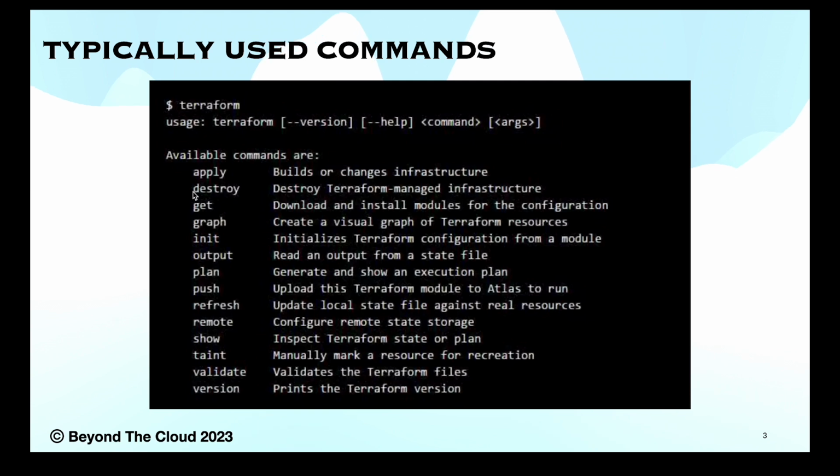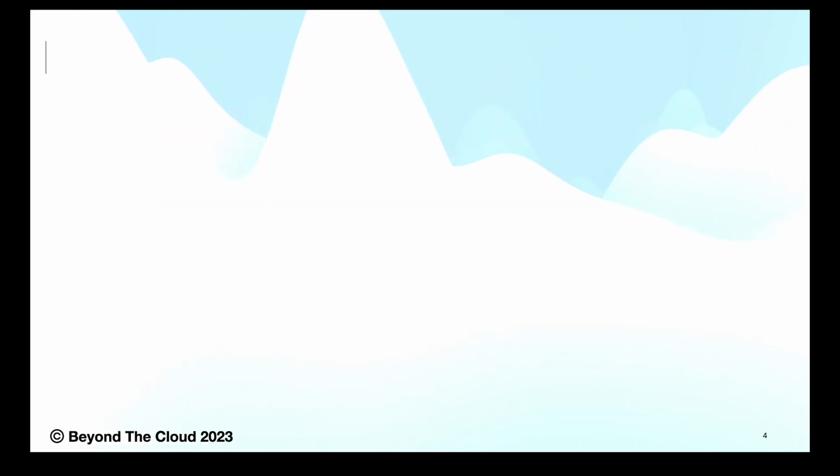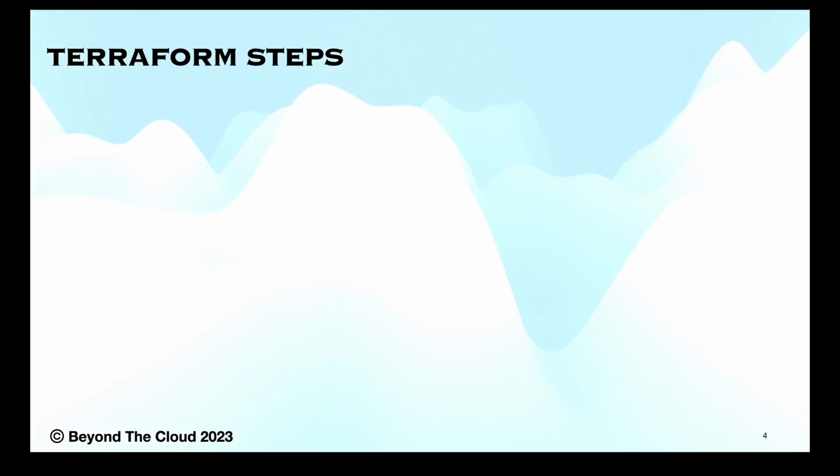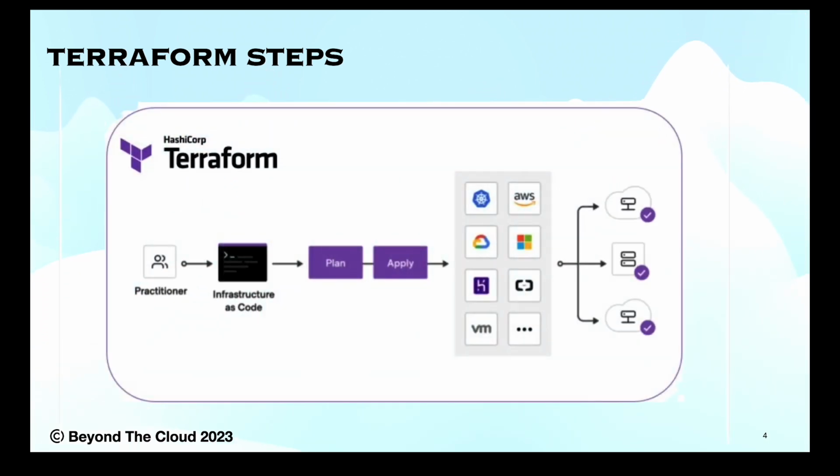One of the major commands is again Terraform destroy, to destroy the fully provisioned environment. Okay, so these are the main commands that we will be using in our Terraform environment. Next is Terraform steps. So what are the steps included in infrastructure provisioning? This is a nice graph that I have given here.